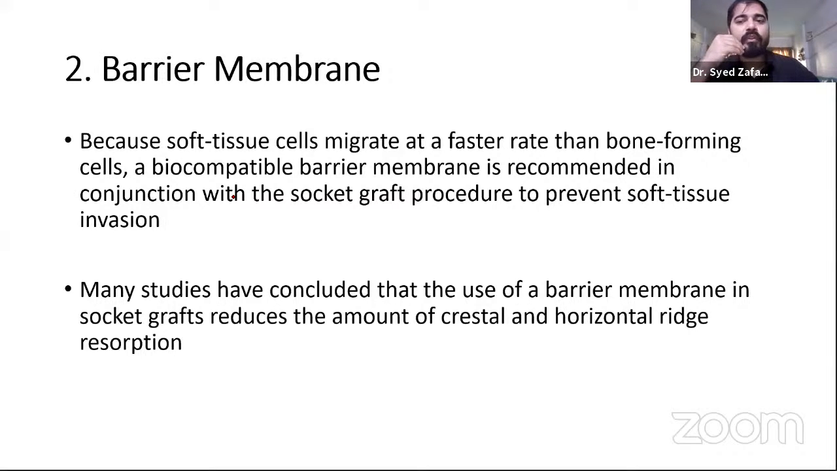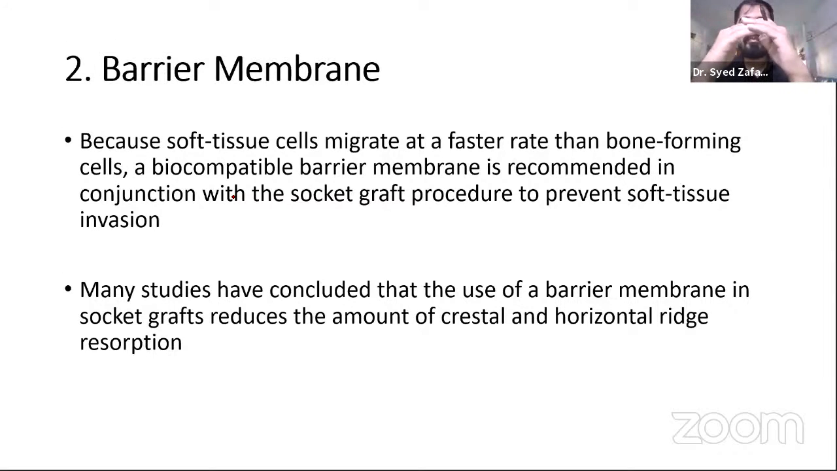Okay, now we are talking about the barrier. Which kind of barrier do we need in which kind of socket, in which type of defect? Obviously, we have discussed the bony wall defect. But when we will place the membrane is also important. Are we planning to place a membrane or not?